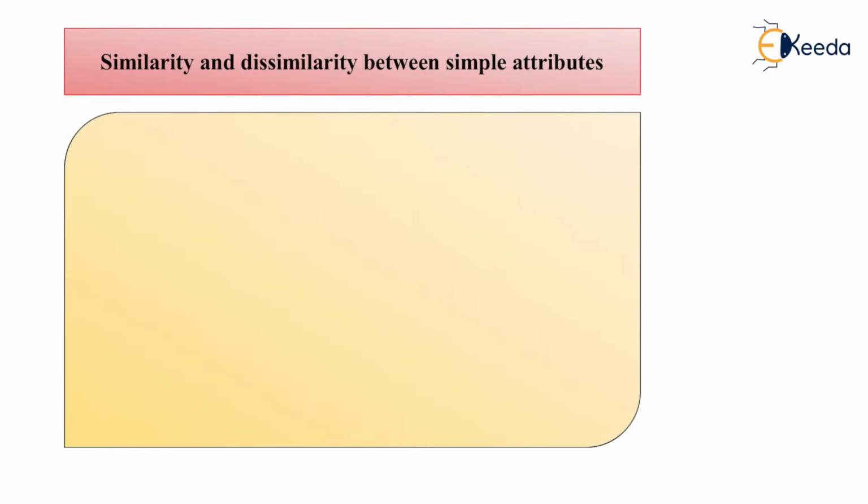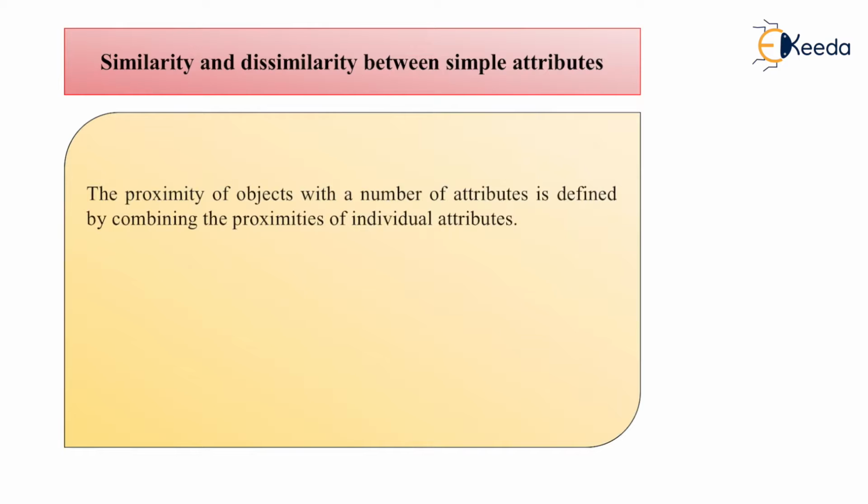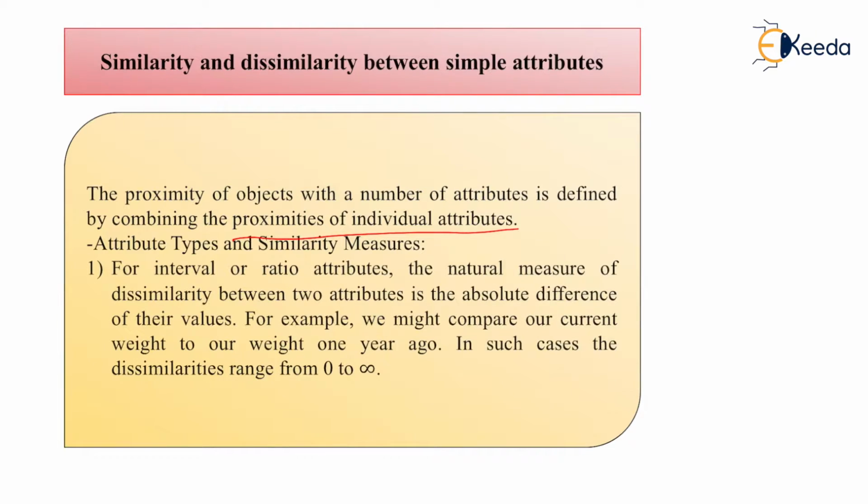The similarity and dissimilarity between simple attributes. How can we do that? The proximity of an object with a number of attributes is defined by combining the proximities of individual attributes. So we are doing it for the individual attributes. Attributes means any field, right? The attribute types and similarity measures are considered for interval or ratio attributes. The natural measure of dissimilarity between two attributes is the absolute difference of their values.